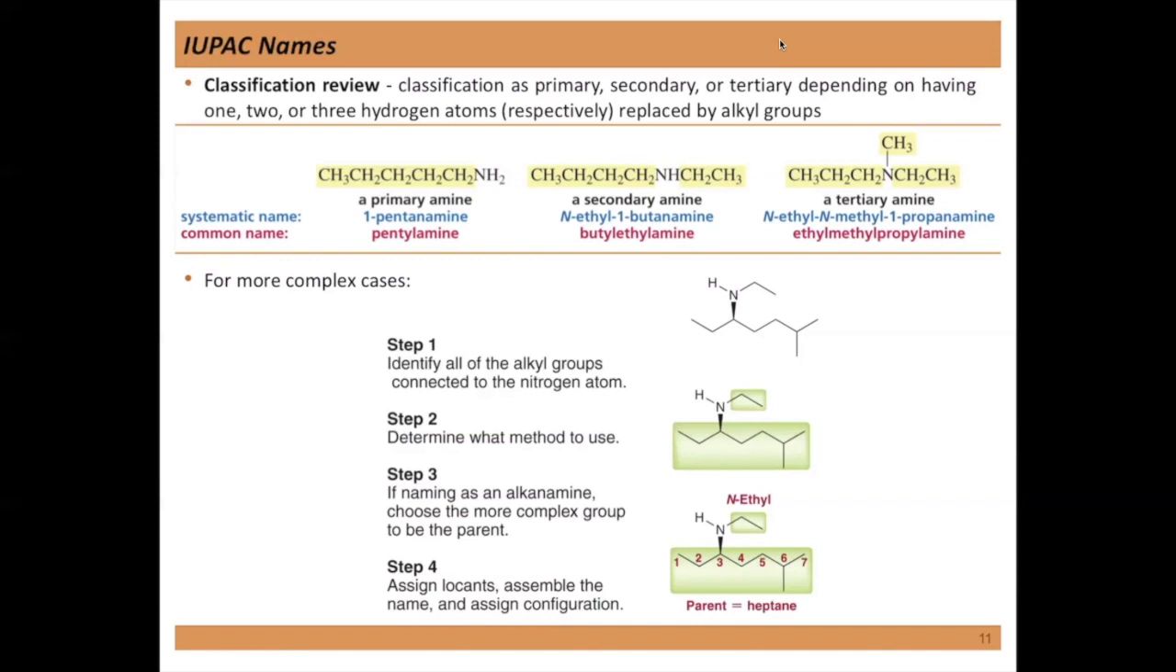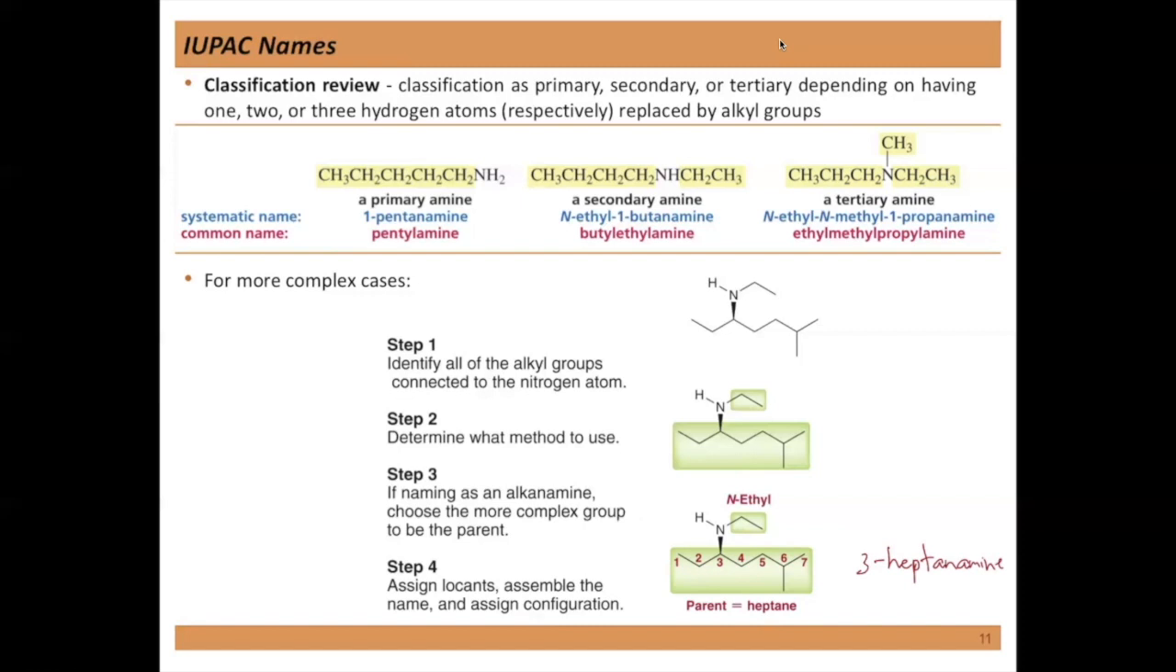There's no way to name this guy here with the simple common name. So we actually have to find the longest carbon chain, which is going to be 7. So this is going to be a heptanamine. Specifically, it's going to have a 3-heptanamine, meaning that the amine is located at position 3.